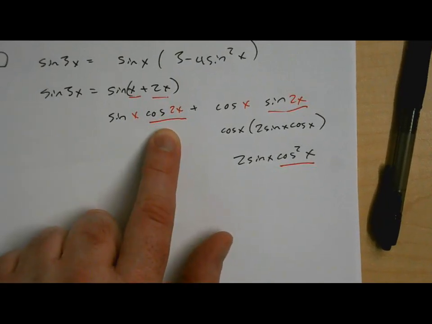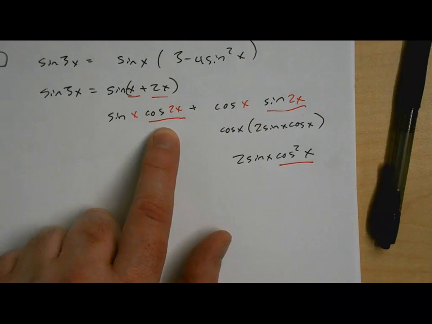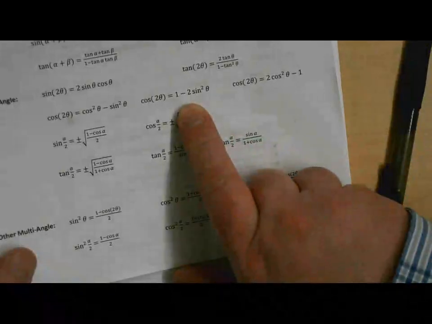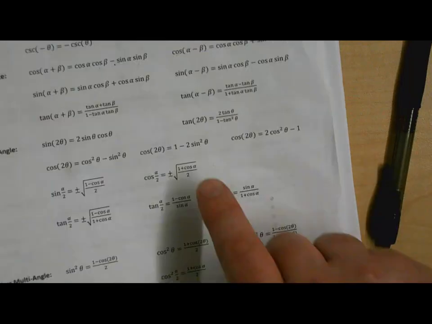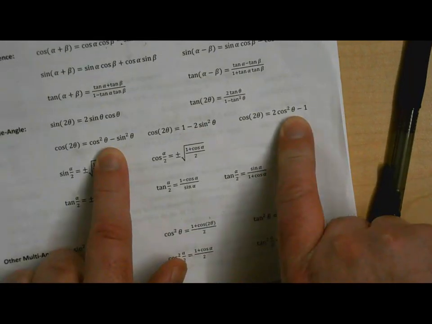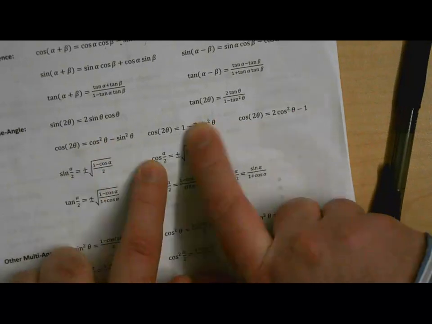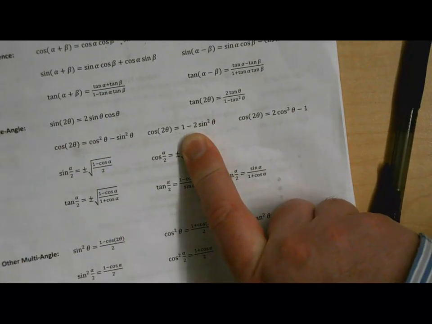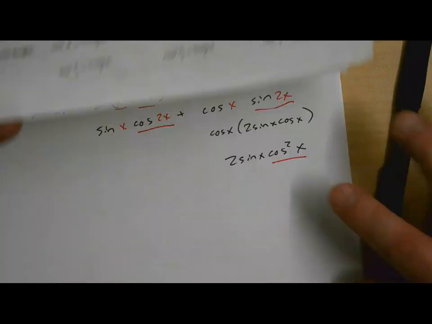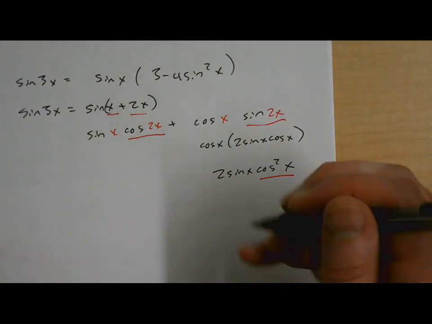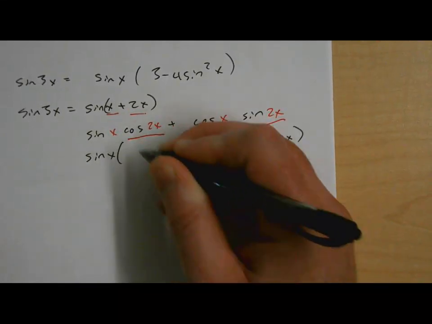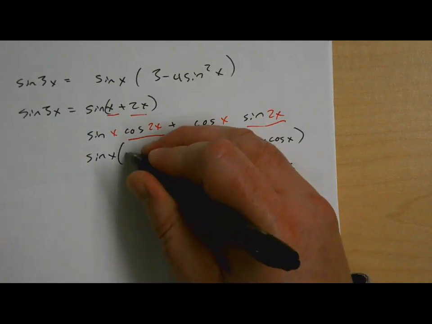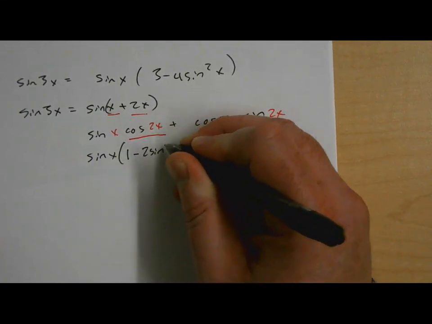I think I'm going to go with the version of cosine 2x that just has sine in it. My instinct is telling me stick with this because what we're trying to get to does not have any cosines in it. The other two versions of cosine 2x have cosines in it. I think I'm going to try this and see what happens there. So this would become sine x and then cosine 2x. The version with only sines is 1 minus 2 sine squared x.